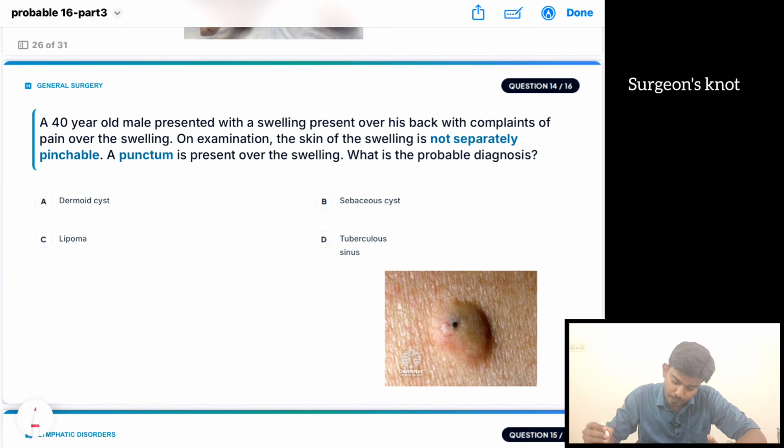A 40-year-old male presented with a swelling over his back with complaints of pain over the swelling. On examination, the skin of the swelling is not separately pinchable. Skin pinch panna mudilla. A punctum is present over the swelling. What is the probable diagnosis? This is a very easy question. Punctum irunchu appadina, that is suggestive of sebaceous cyst. Ana punctum illana, we can't rule out a sebaceous cyst. Punctum is present only in 30% of sebaceous cysts. 70% of sebaceous cysts present without a punctum.